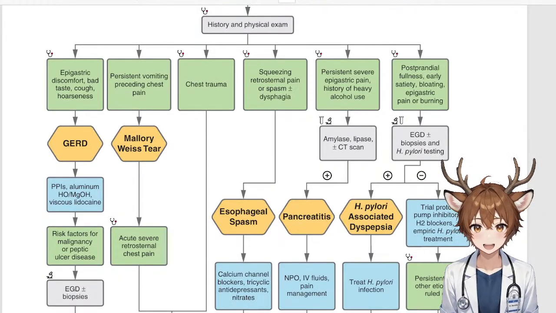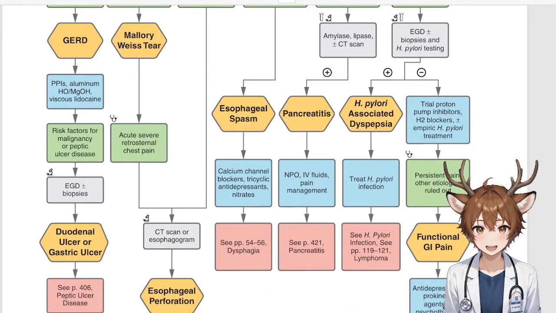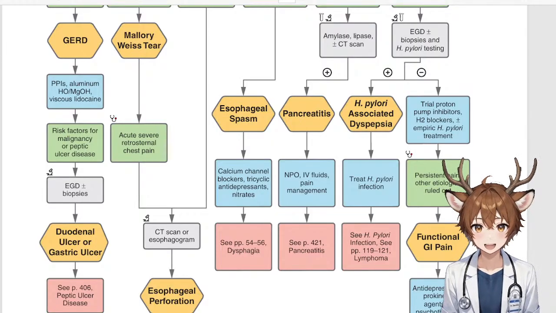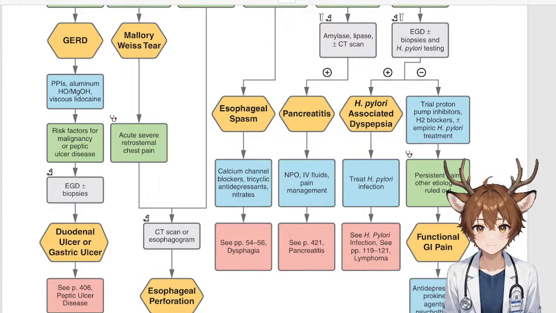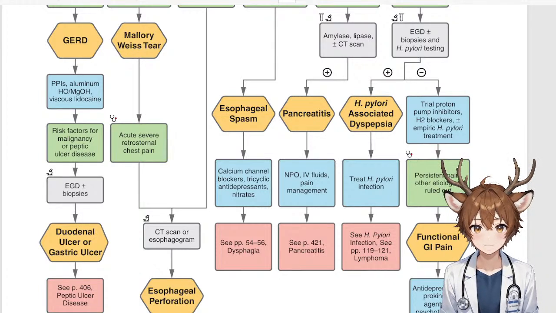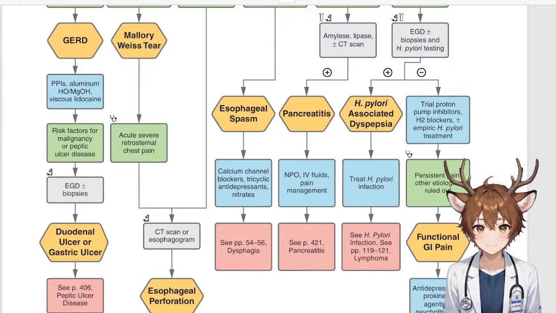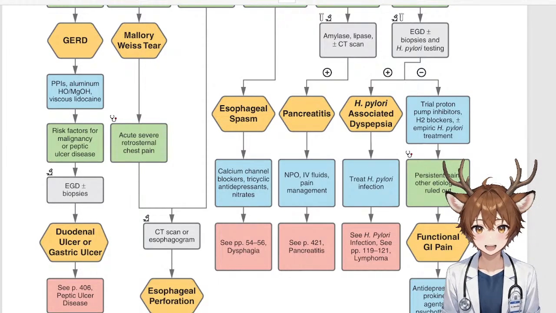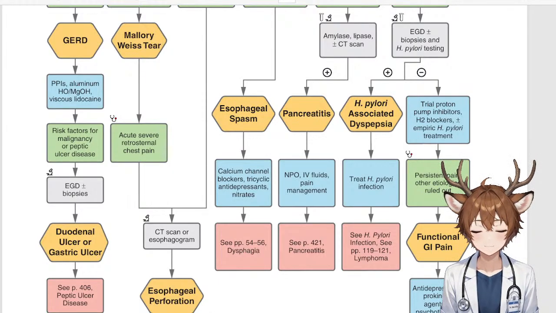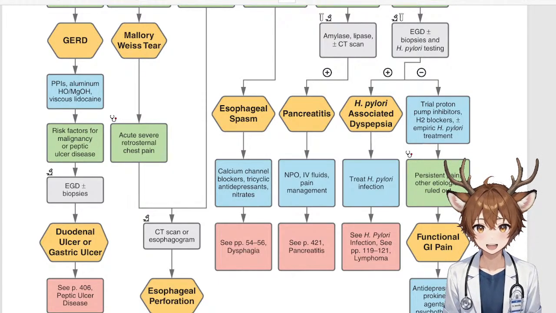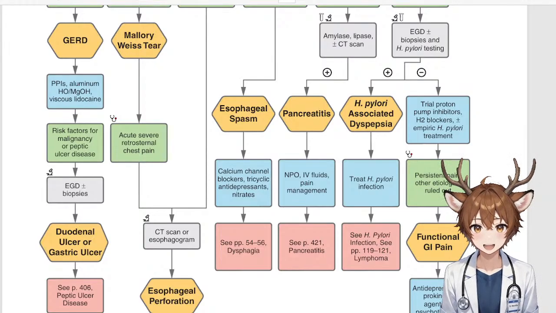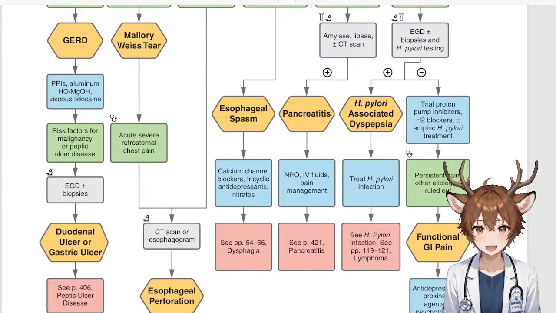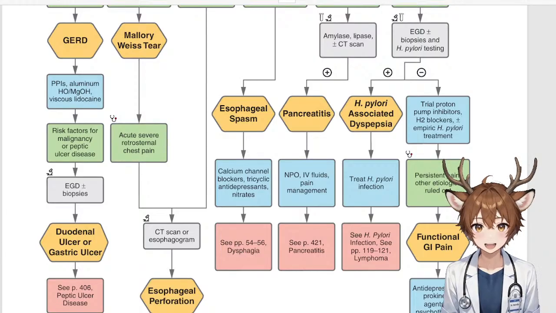in which case you do an EGD, which I don't know what that is. I'm learning so many new acronyms, right? It's an esophagogastroduodenoscopy. So do an esophagogastroduodenoscopy, plus or minus biopsies. Think about duodenal ulcer or gastric cancer. See page 406, peptic ulcer disease.